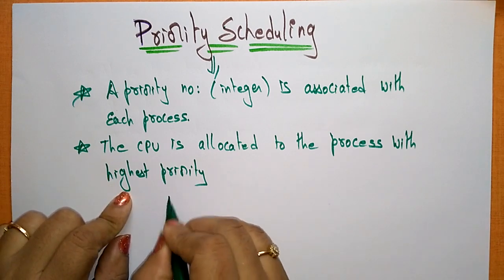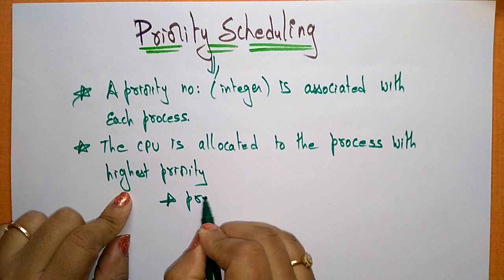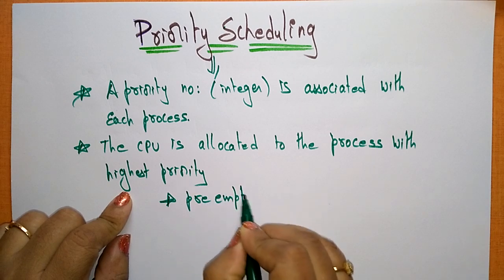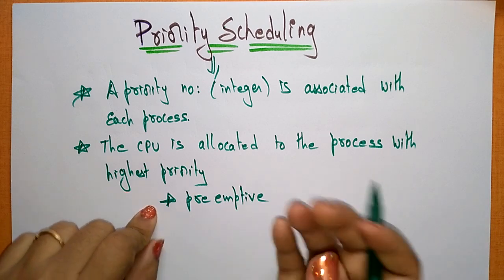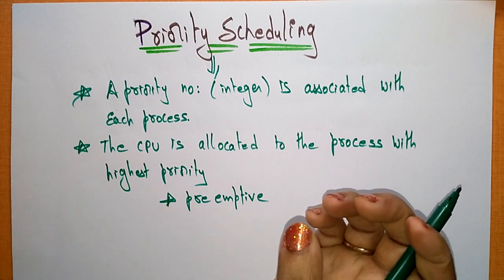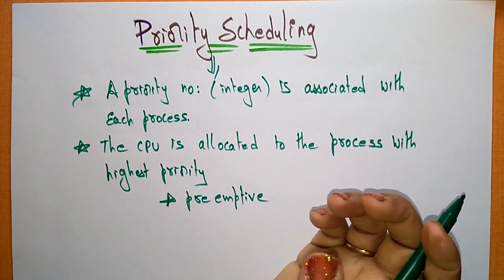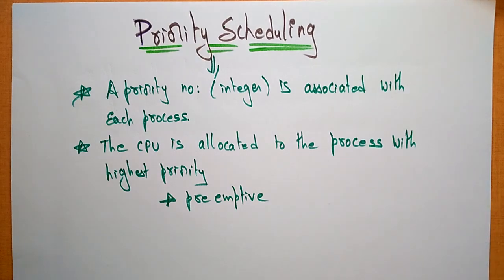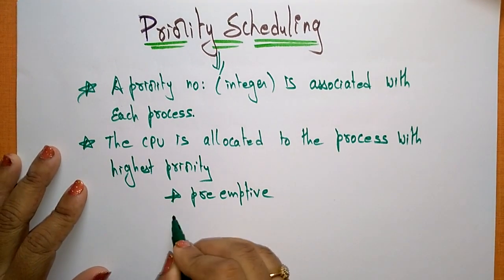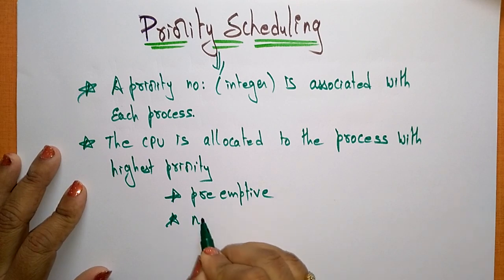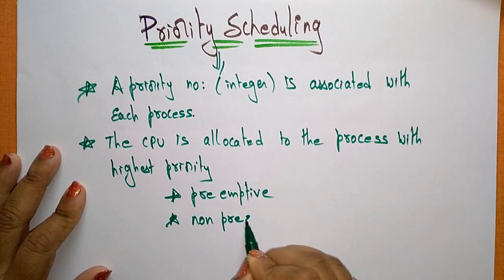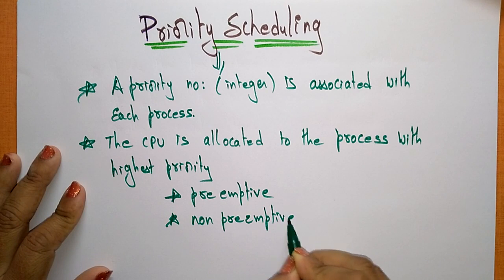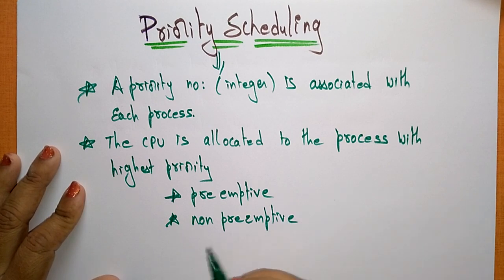Here in priority scheduling, it may be preemptive, meaning it follows preemptive scheduling. Whenever a higher priority process comes, the CPU has to stop the current execution of the process and execute the priority request process. That is called preemptive. It also schedules non-preemptive. The priority scheduling also works on non-preemptive.